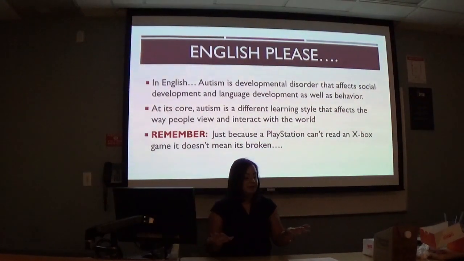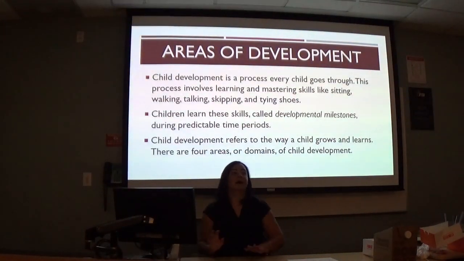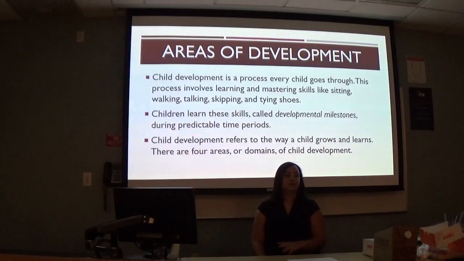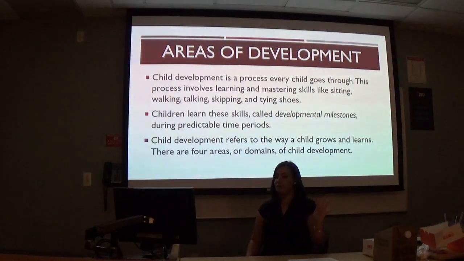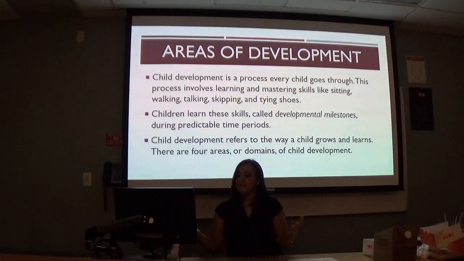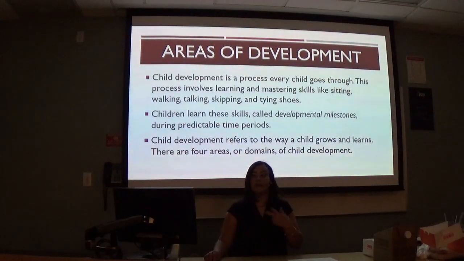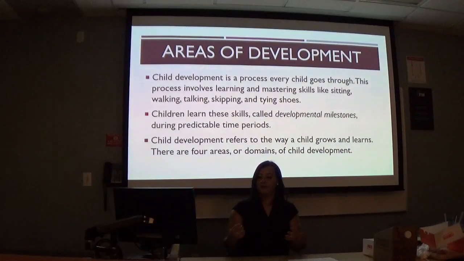So you'll see things under different categories, just so you're aware moving forward. Because what I want to touch upon now is, what are the areas of development? So there are the big four. Every child goes through development, and basically that process involves learning and mastering skills that are inclusive and integrative. So that includes walking, talking, skipping, tying shoes, and all of that. Those are called the milestones, and generally they're categorized by age.